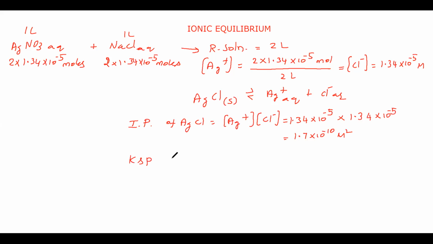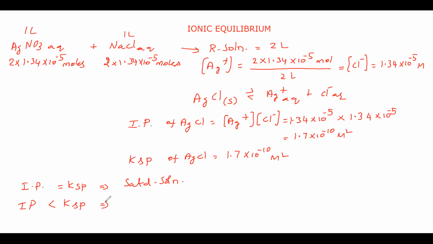Now we will see the solubility product of AgCl. Solubility product of AgCl is 1.7 into 10 to the power of minus 10 molar square. In this case, ionic product is equal to solubility product. Therefore, the resultant solution is a saturated solution. In the previous case, we got ionic product less than solubility product, and we said the resultant solution is called unsaturated solution.